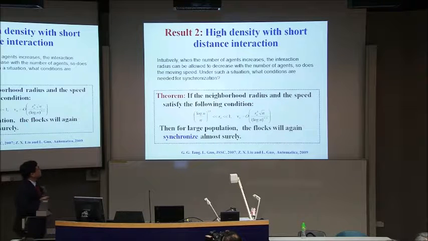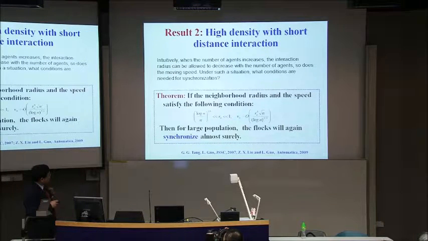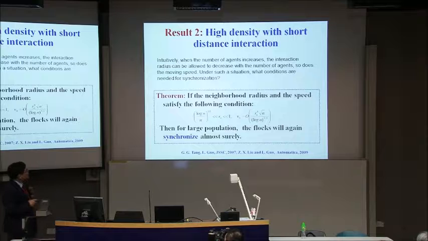So this theorem says if the neighborhood radius and the moving speed satisfy the following condition, that is, the interaction radius is not too small and the speed is not too fast, then for large population, the flock will again synchronize almost surely.